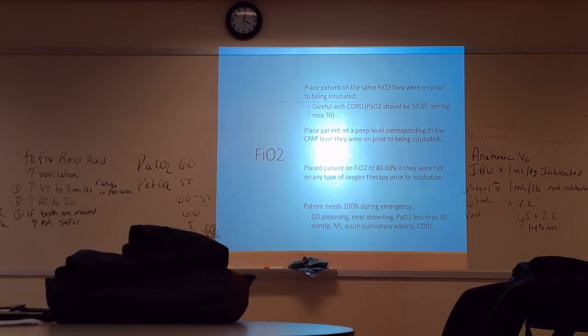Anyhow, emergencies are like CO poisoning, near drowning, a PaO2 of less than 40. If you run a gas on somebody and their PaO2 is really, really bad, that's considered an emergency. Acute pulmonary edema, somebody who's coded, myocardial infarction, which is an MI, those guys all get a lot. So those are the rules for the FiO2. Does anybody have any questions?